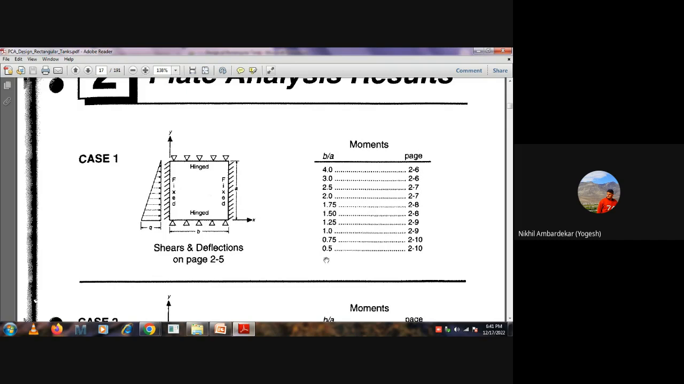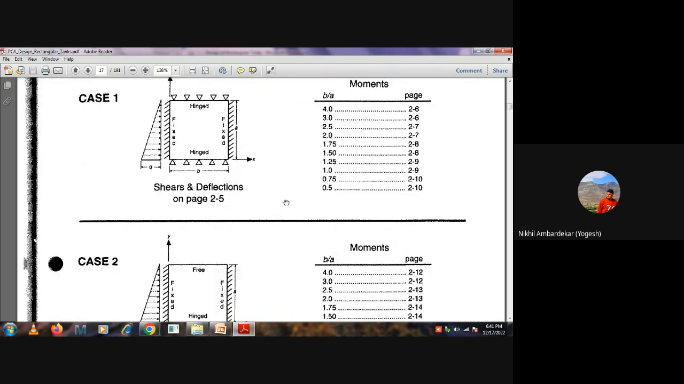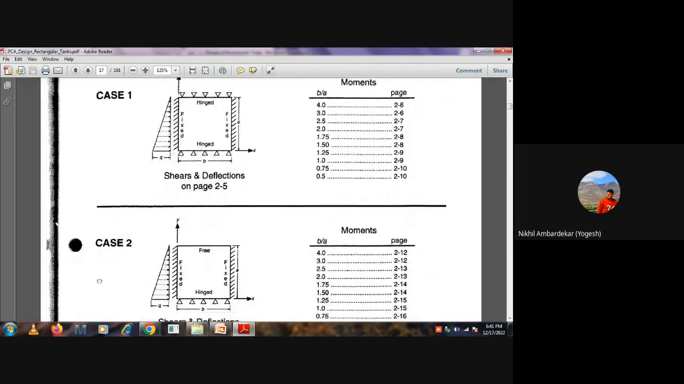Okay, and respectively you need to go to that page. So if I see case number 2, what is the difference between case 1 and case 2? Both sides are fixed, sir, and the bottom is hinged and the top is free. Correct. So the only difference is the support arrangement for this wall panel.